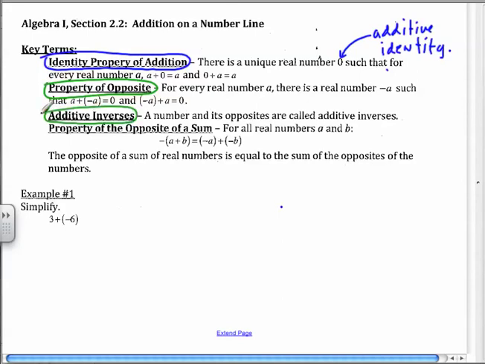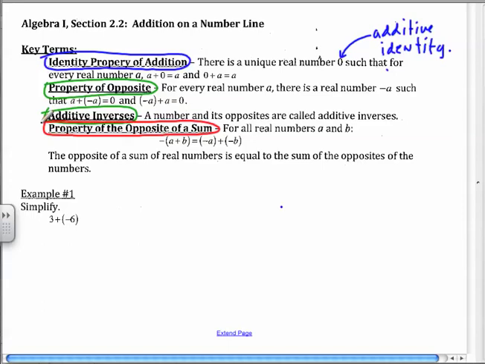Additive inverses. This is just to tell you that opposites are additive inverses. If I add them, I get 0. They disappear. They cancel each other out. Now this thing here, you guys are familiar with this. We're going to talk about the property of the opposite of a sum.